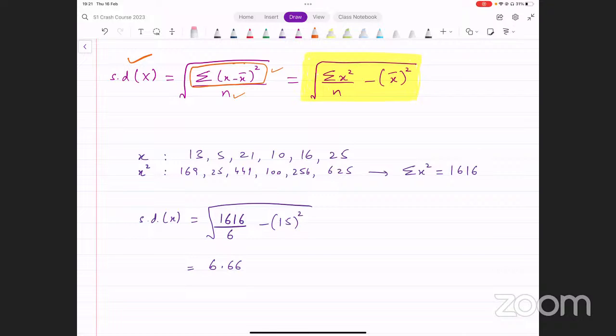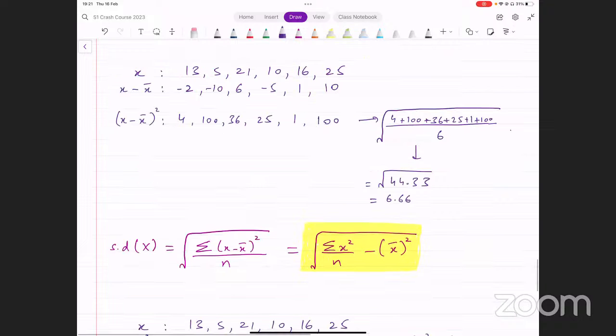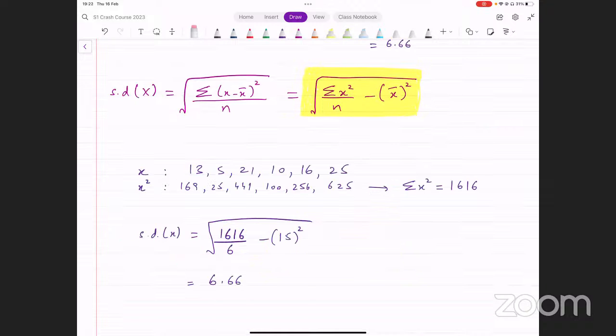But in general, if you were just supposed to find standard deviation from raw data like this, the second formula is going to be much quicker. Both of these are going to be given on the formula sheet. You can just use them from the formula sheet directly.